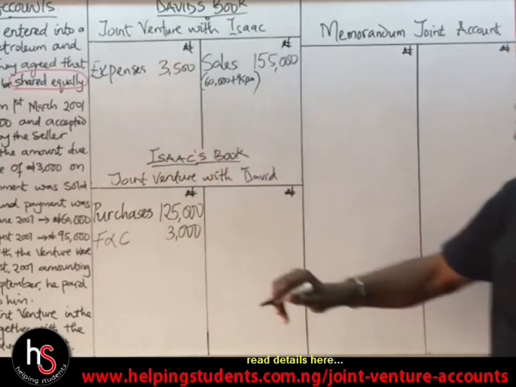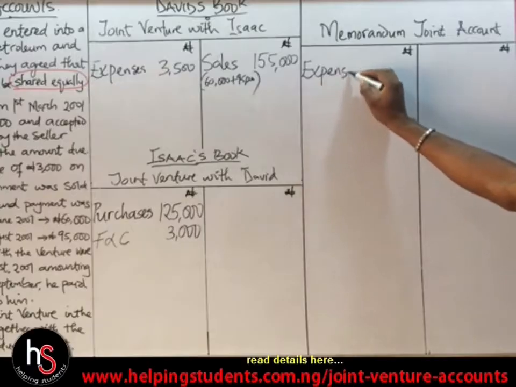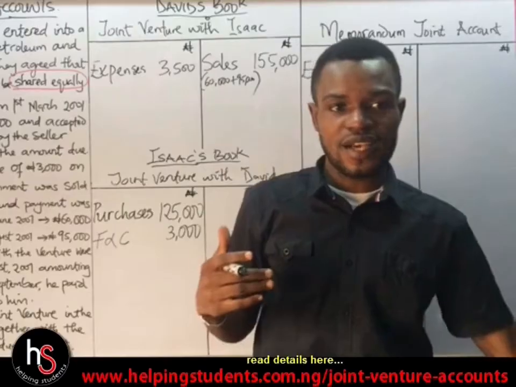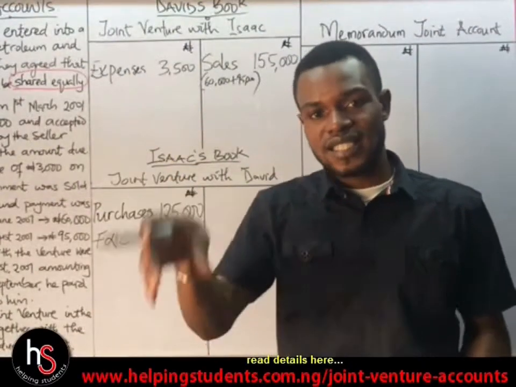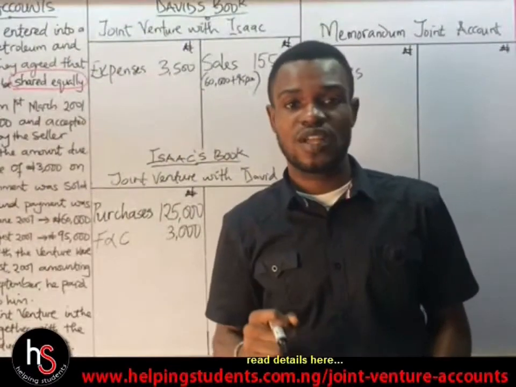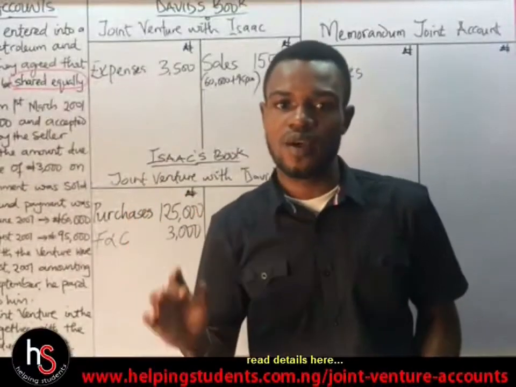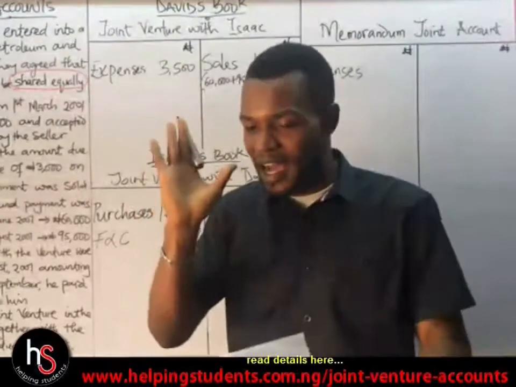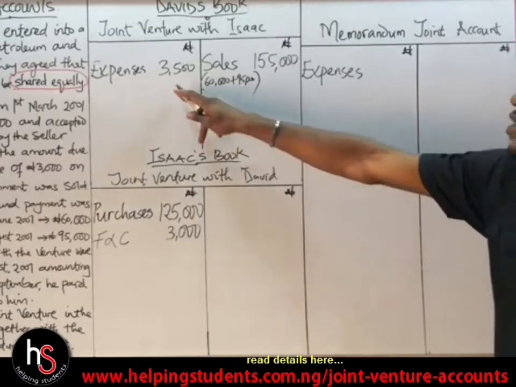Now let us start with what we have. We have the expenses here. What we do under this memorandum account is to bring the transactions of both David and Isaac together to balance it off, then determine the profit. Please make sure you read the blog post helpingstudents.com.ng/joint venture accounts to get a better understanding about this, because I have analyzed it well for you in that blog post.